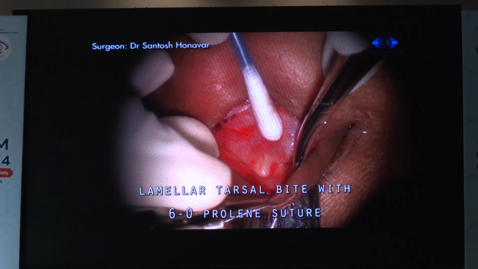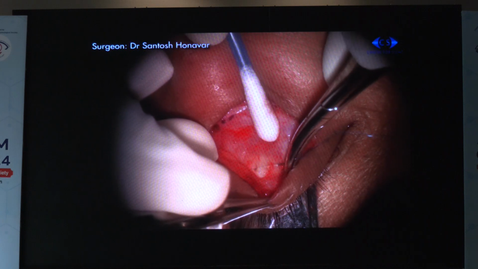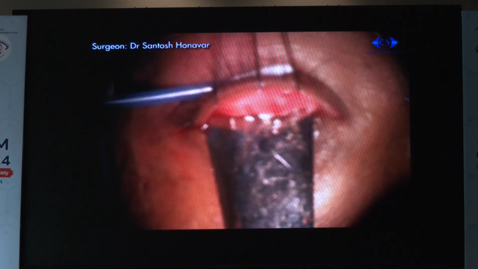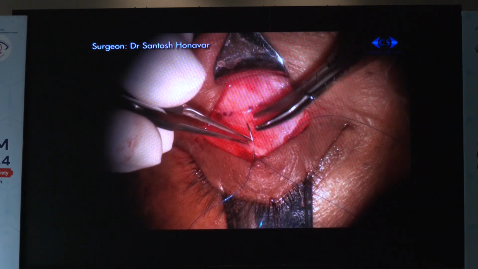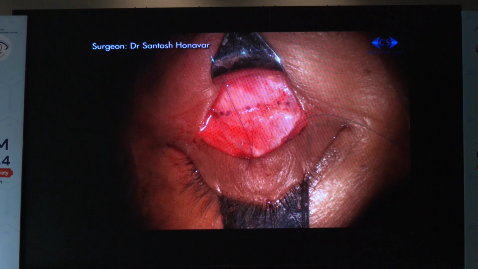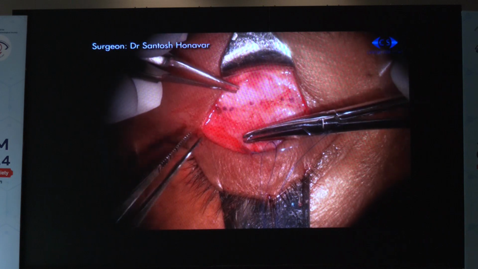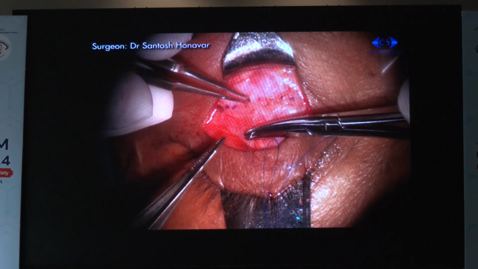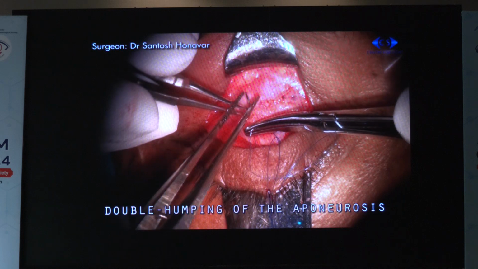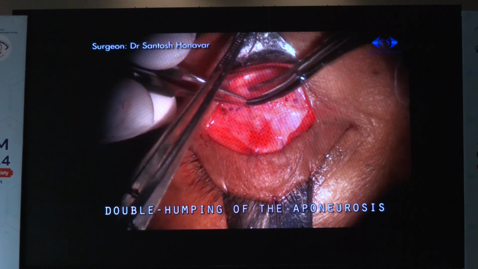Lamellar tarsal bite with 6-0 Prolene suture. Make sure that it has not gone full thickness to the tarsus. Then take a bite at the upper edge of the tarsus so that the plicated tissue lies at the upper edge and does not come over the surface of the tarsus. Then it may blunt the lid crease formation.